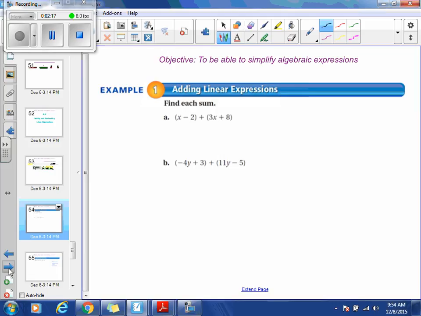All right, find each sum. So sum means the answer when you add. We are going to add linear expressions. So here's one linear expression. We're going to add it to this linear expression. They're linear because the exponent of the variable is just 1. First thing you should do is make sure that the problem is all added. So take a second to write.